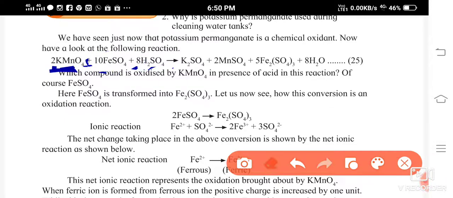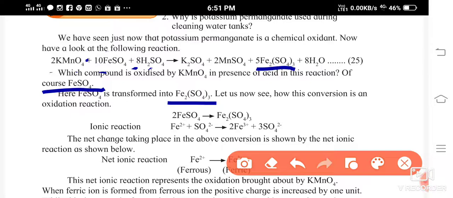Now see, K2SO4 plus MnSO4, and Fe2(SO4)3. You can see the oxidation has taken place over here. So which compound is oxidized by potassium permanganate in presence of acid in this reaction? Of course it is ferrous sulfate. Here FeSO4 is transformed into Fe2(SO4)3. So let us now see how this conversion is an oxidation reaction.